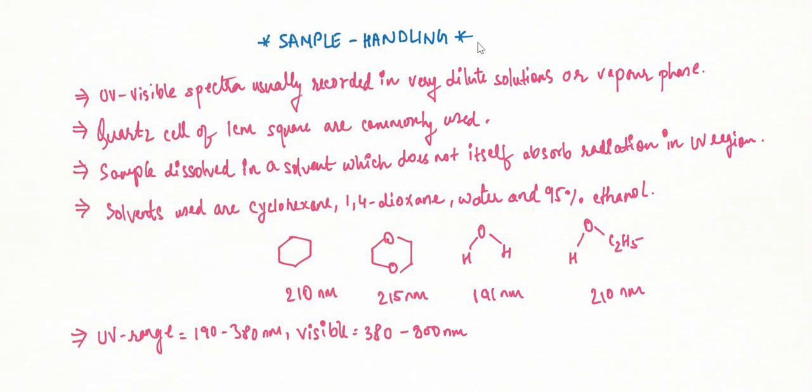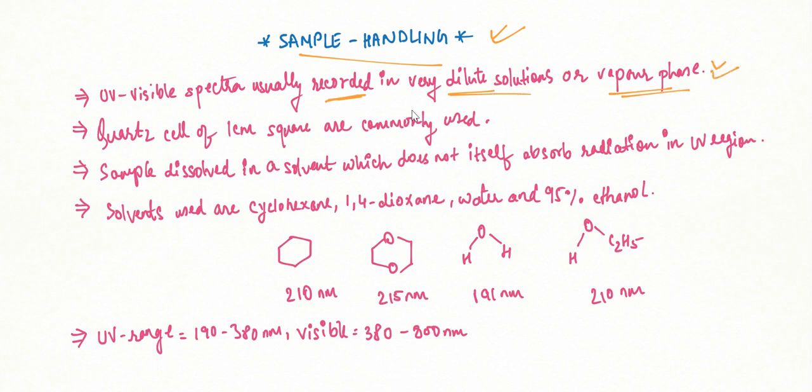Okay, but before that, we have sample handling also. How are we going to use the sample? It can be a solid sample, liquid sample, gaseous sample. How are we going to check the UV spectra for that? In sample handling, we are just going to see that UV visible spectra is usually recorded in very dilute solutions, and also in the vapor phase. So basically UV visible spectra is recorded in very dilute solutions or in vapor phase.